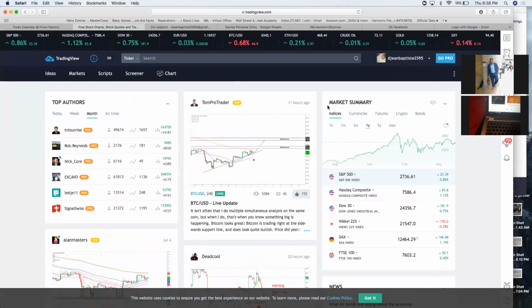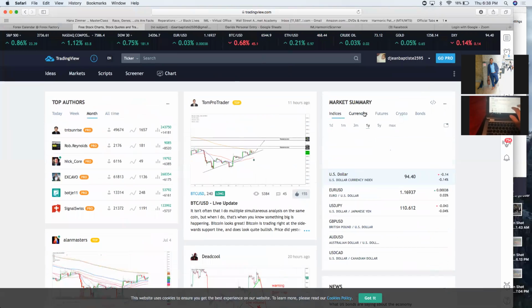All right. So on the right side, we see the market summary. You see indices, currencies, futures, crypto, and bonds. So seeing the fact that we're trading the foreign exchange market, we would like to go on a currency, right? So this gives you the opportunity to see what is going on in the market for the year, what's going on in the market for 1 minute, and what's going on in the market for a day as well. So let's just click on this, right?